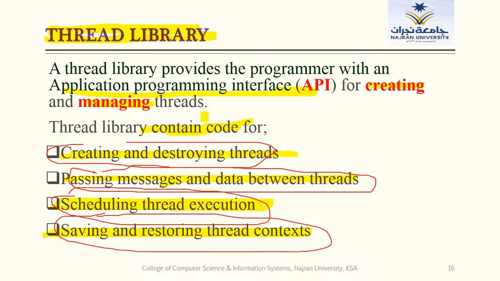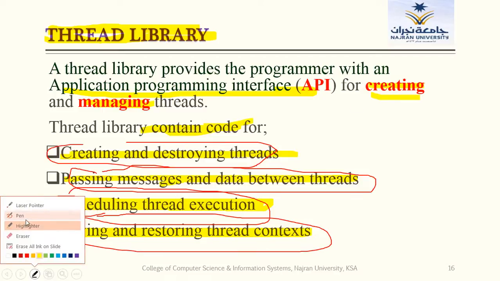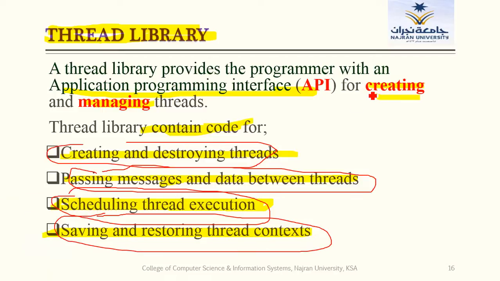Okay, then we have seen thread library. Why we need a thread library, and what is the purpose of a thread library? The purpose is to create and to manage the threads. How we can create and how we can manage, this is done by the thread library. It is very easy, no need to write all the code, we can just take help from the thread library to create and to manage the threads.